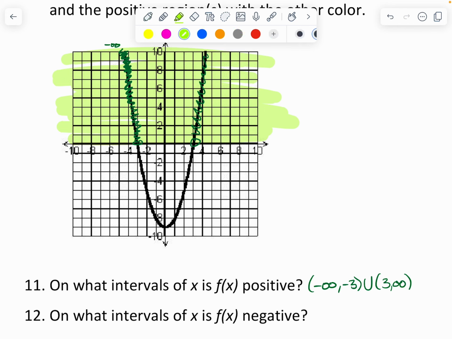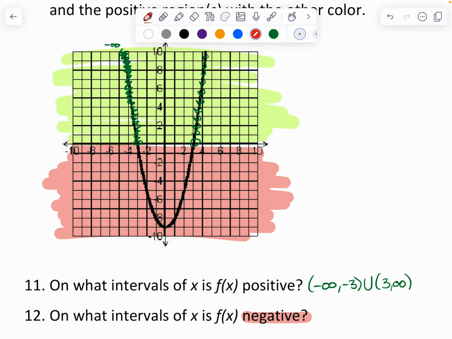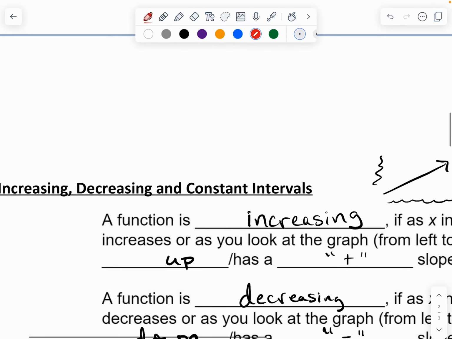Okay, number 12 asks you on what intervals is the graph negative. So let's highlight that in red. That's below the x-axis, which would be our negative values. All right, and those are just from that -3 all the way until the +3 right there. So -3 to +3, those are the intervals for positive and negative.